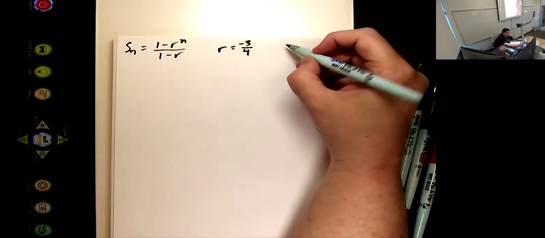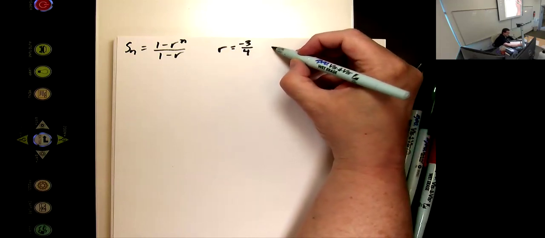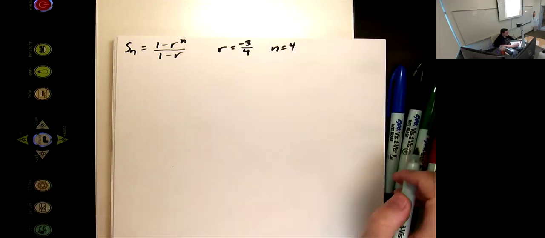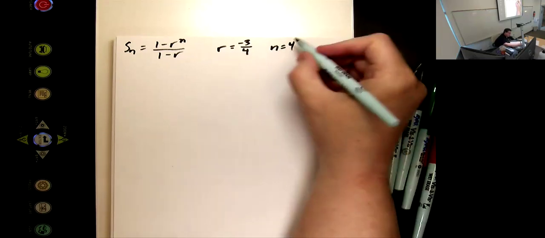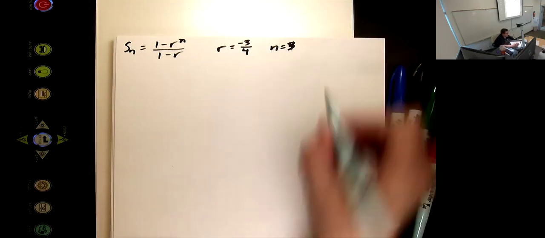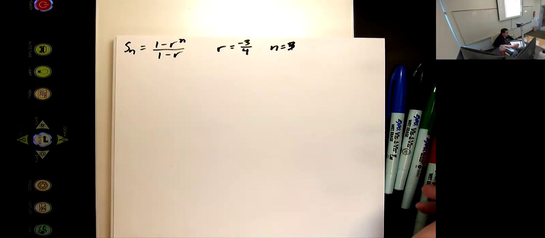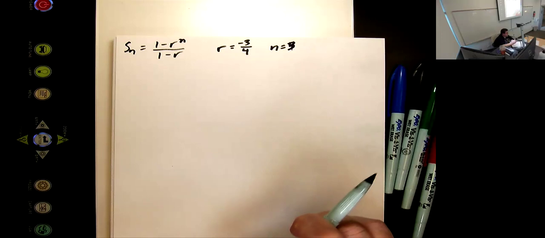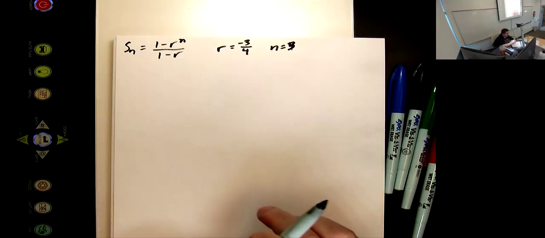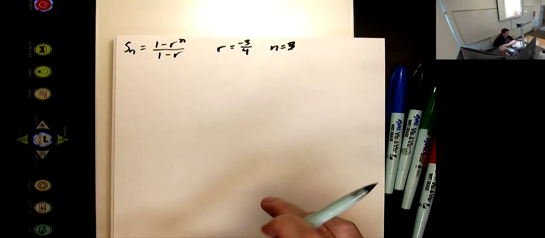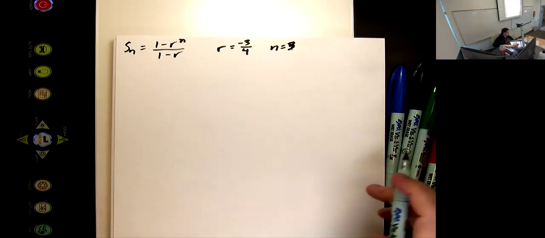Let's do negative 3/4. Yeah, let's do n equals 3, to keep the numbers smaller. 4 isn't too bad, it could be worse. At least try it. It's just a fraction.